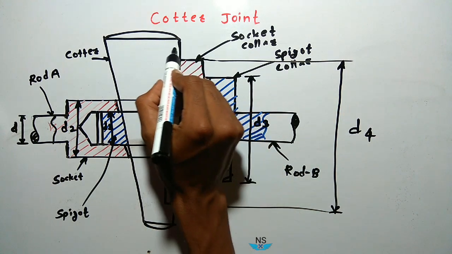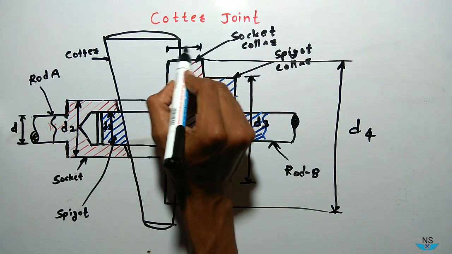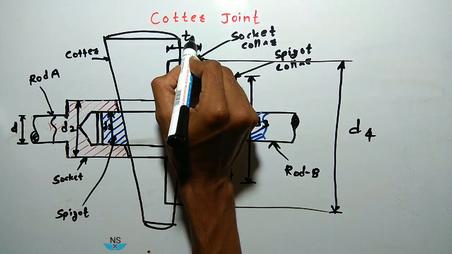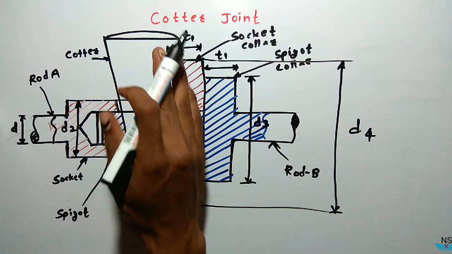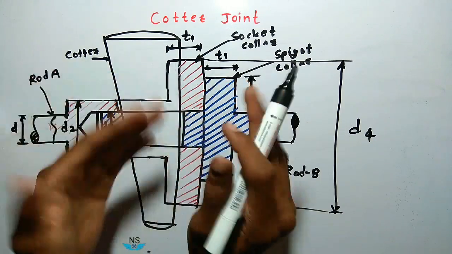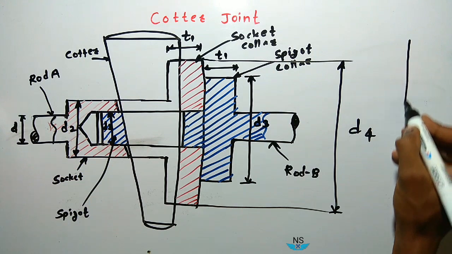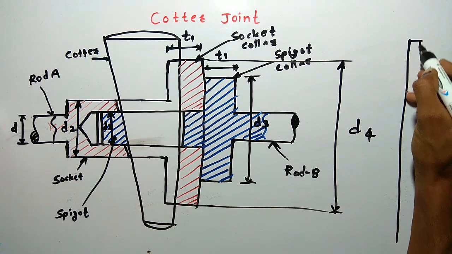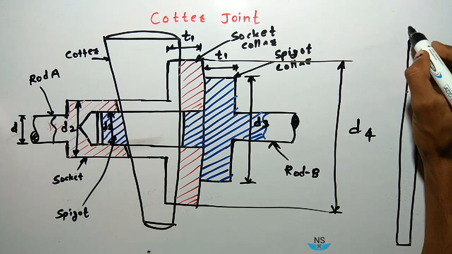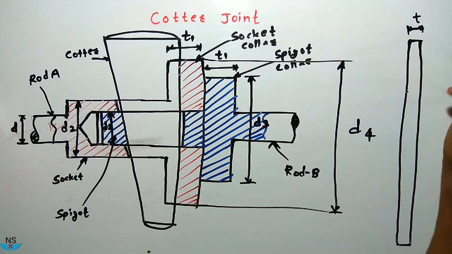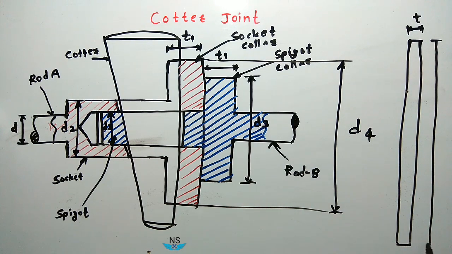Then the thickness of the socket collar and the thickness of the spigot collar is T1. Now the side view of the quarter looks like this. So the thickness of the quarter is T, and the length of the quarter is small l. So these are the notations.